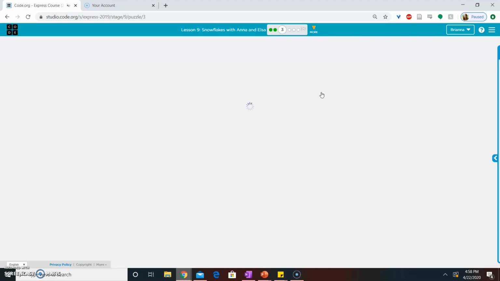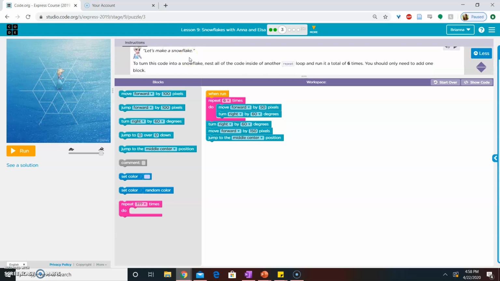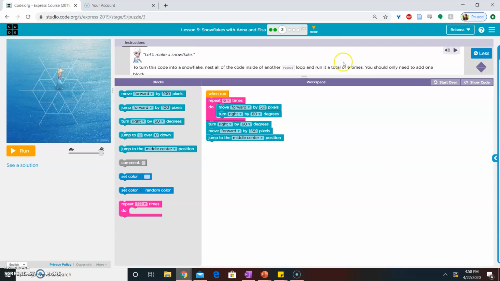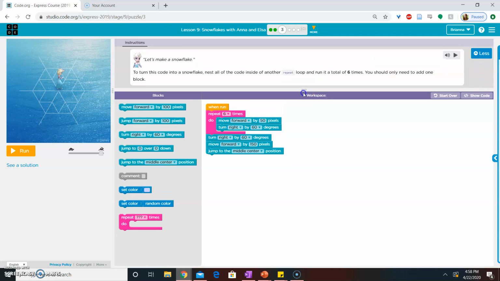Okay, lesson 9, page 3. Let's make a snowflake. To turn this code into the snowflake, nest all of the code inside of another repeat loop and run it a total of 6 times. You should only need to add 1 block. So always make sure we're reading the instructions up here. This thing up here always tells us exactly what we need to be doing. So we want to change what we wrote on the last slide by putting it inside of a repeat loop and running it 6 times.